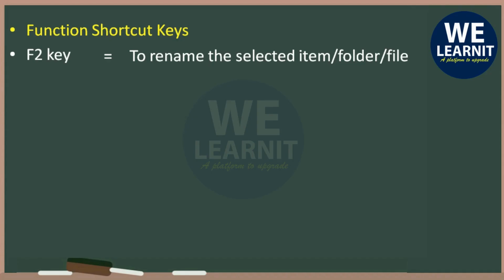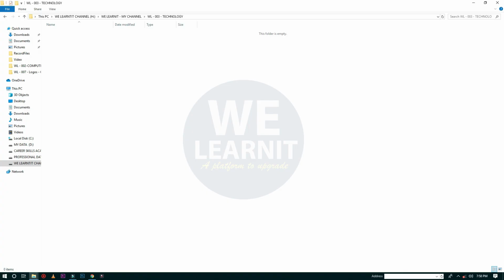Let's come back to the next key, the F3 key. F3 key is used to search for a file or folder. We will get into a search menu where we can search any file or folder. So let's see the practical of it. I press F3 key. So here's the search menu to search any file or folder. The cursor has directly moved into this search bar, where we can search a particular file or folder.